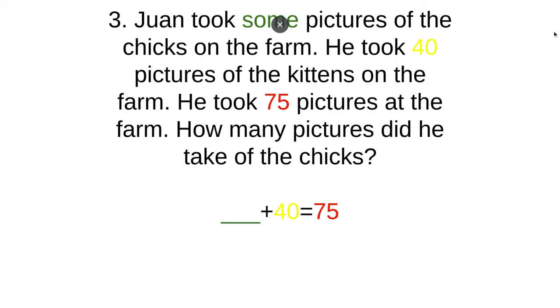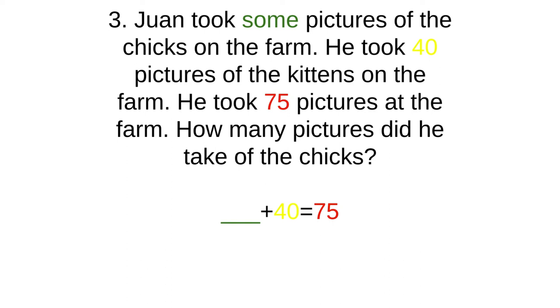Here's our final problem. Juan took some pictures of the chicks on the farm. He took 40 pictures of the kittens on the farm. He took 75 pictures at the farm. How many pictures did he take of the chicks? I'll read that a second time. Juan took some pictures of the chicks on the farm. He took 40 pictures of the kittens on the farm. He took 75 pictures at the farm total. How many pictures did he take of the chicks?